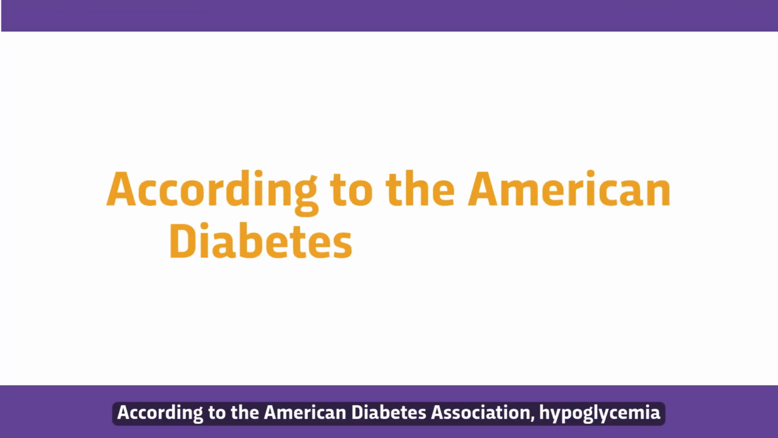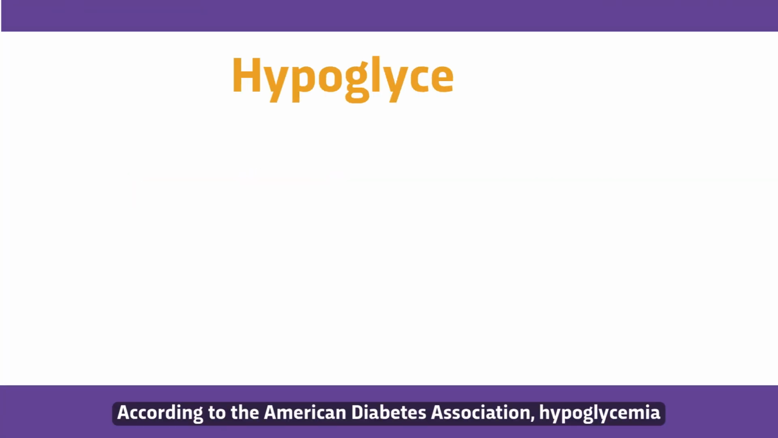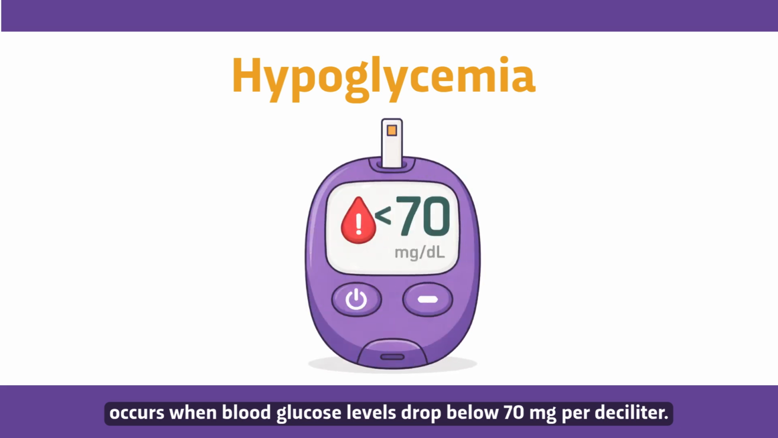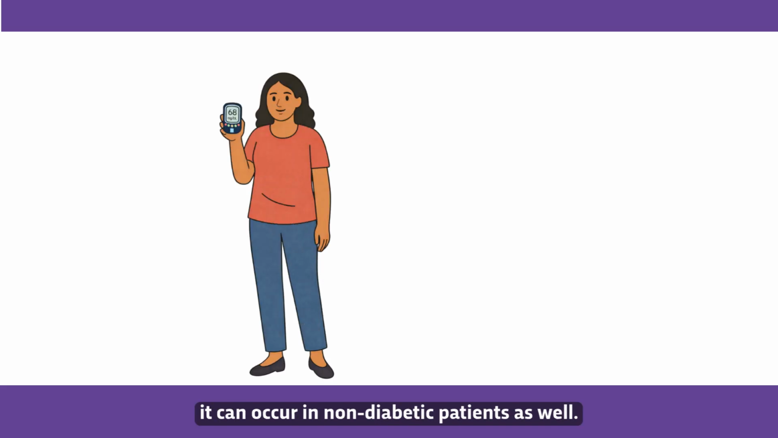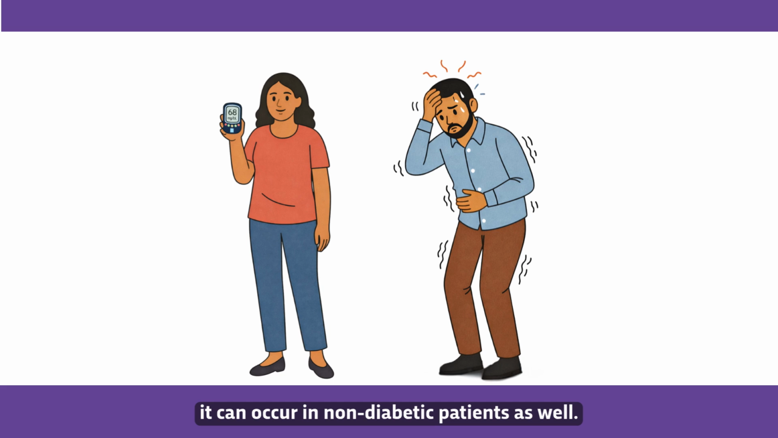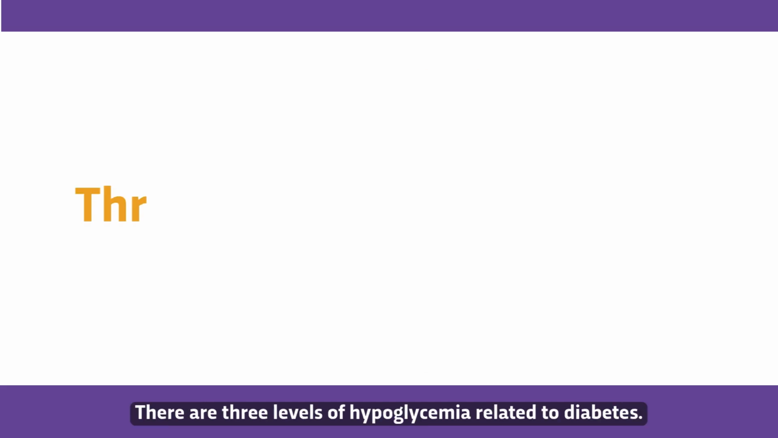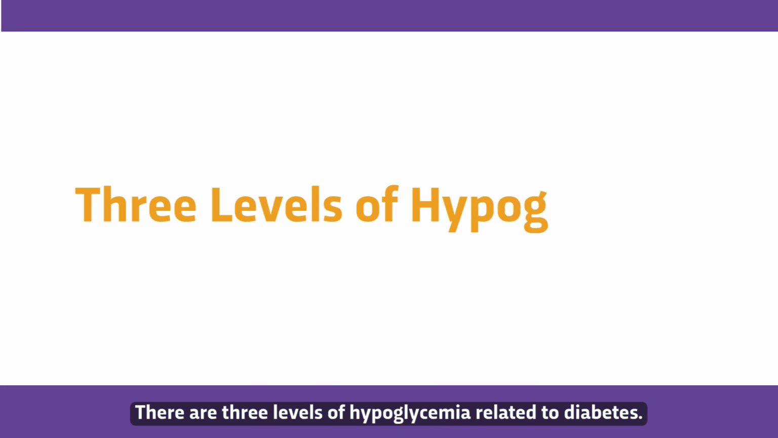According to the American Diabetes Association, hypoglycemia occurs when blood glucose levels drop below 70 milligrams per deciliter. While it's most common in people diagnosed with diabetes, it can occur in non-diabetic patients as well. There are 3 levels of hypoglycemia related to diabetes.